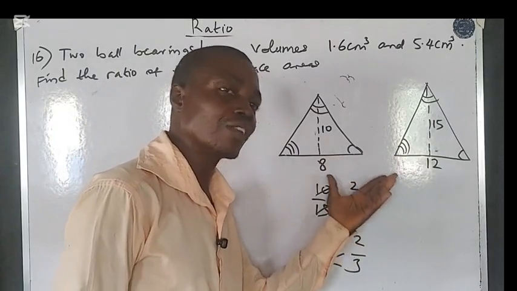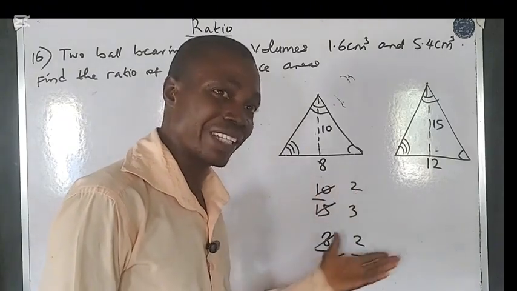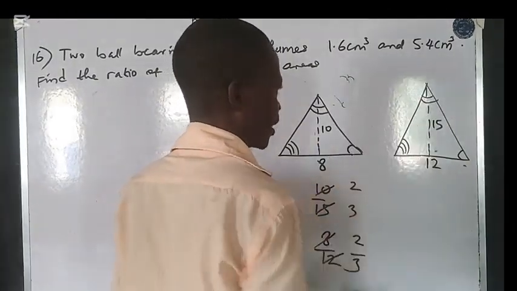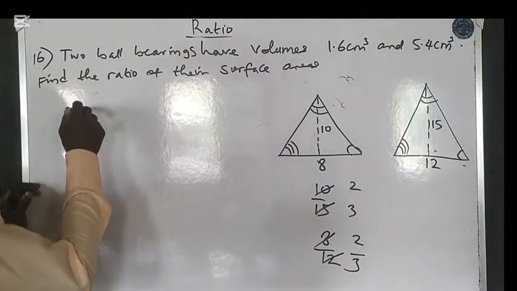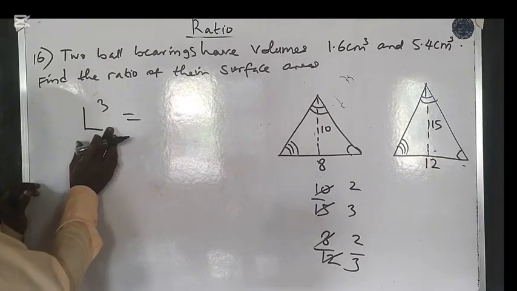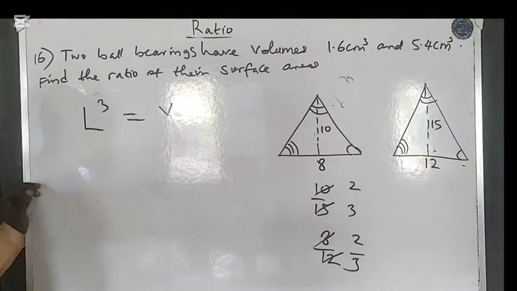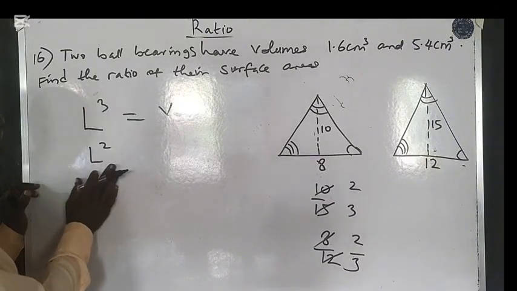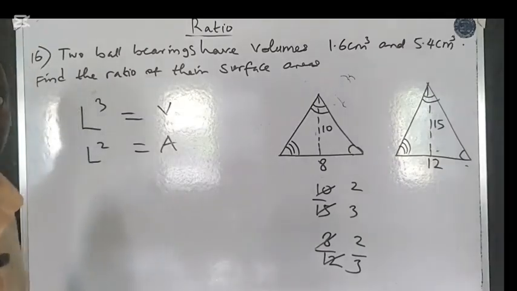To find the area, to find the volume, or to find the linear scale factor or the linear ratio. See the linear ratio now. This line and this line, this line and this line. So what I just do, if I'm finding volume, the cube of the linear ratio will give me the volume. And if I'm finding area, the square of the linear ratio will give me what? The area.